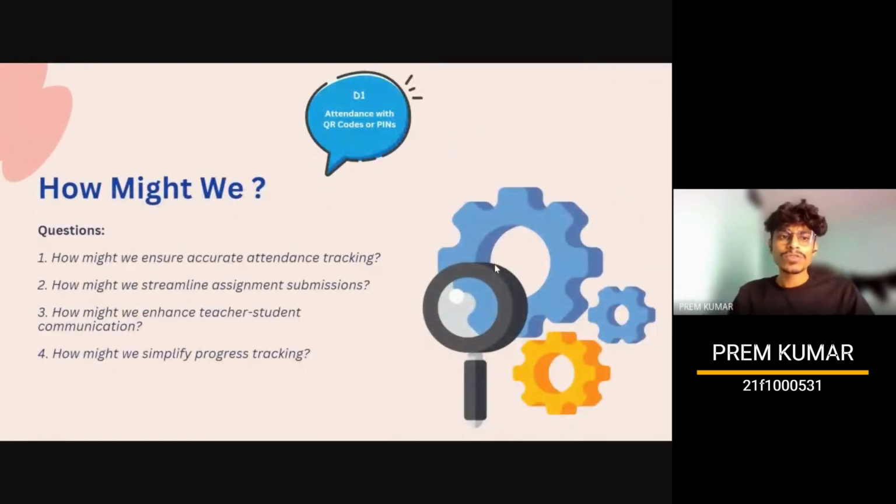Some of the How Might We questions we have right now are: how might we ensure accurate attendance tracking, how might we streamline assignment submissions, how might we enhance teacher-student communication, and how might we simplify progress tracking. One of the critiques we got from team 16 was attendance with QR code or pin. They suggested that we can use attendance via QR code or pin for the staff and the teachers, as well as the students.